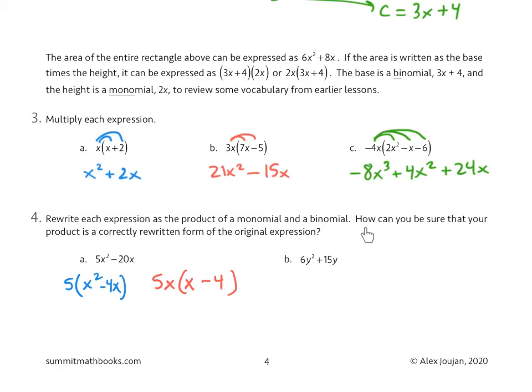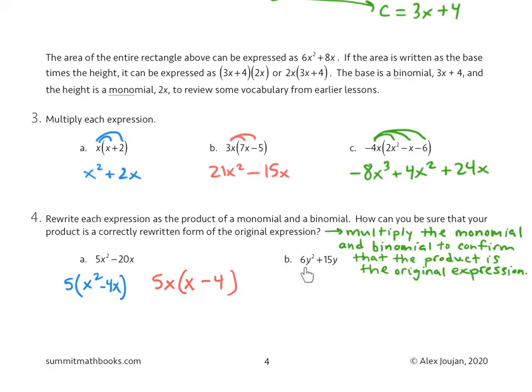Now this question here said, how can you be sure that your product is a correctly rewritten form of the original expression? You can do that by multiplying the monomial and the binomial together to confirm that you get the original expression. Now let's do part B. 6y squared plus 15y. Let's look at 6 and 15 first. What is the common factor of 6 and 15? That would be 3. 3 divides evenly into both, so we can write down 3. And then in parentheses, put the expression that would multiply by 3 to equal 6y squared plus 15y.